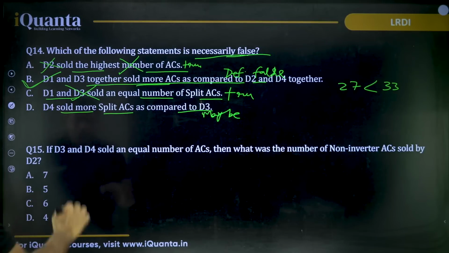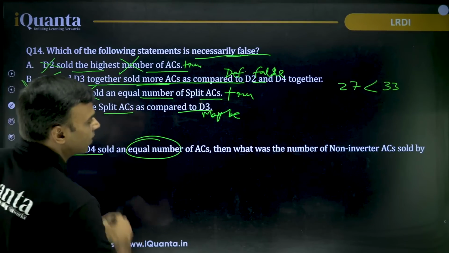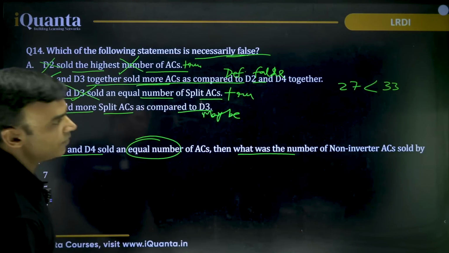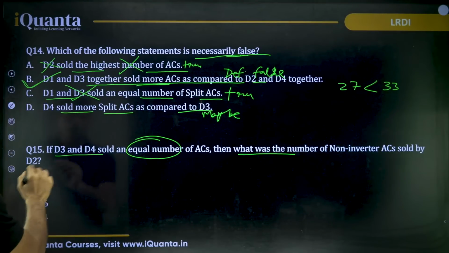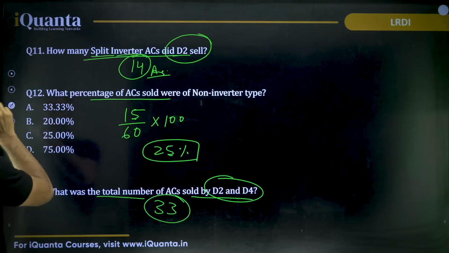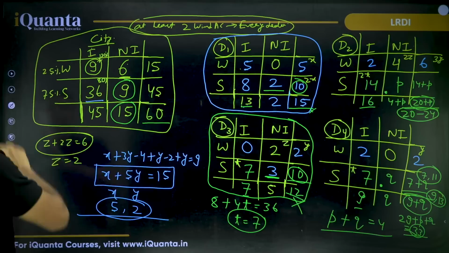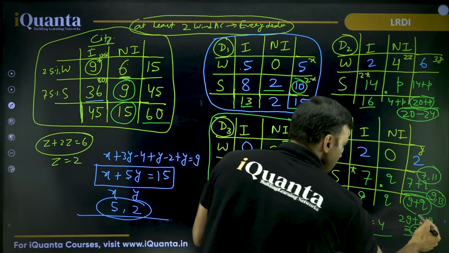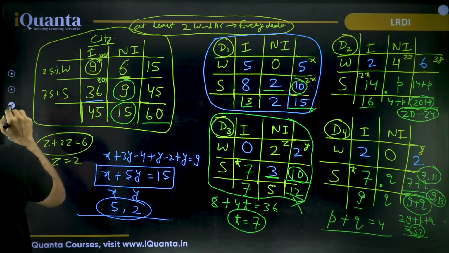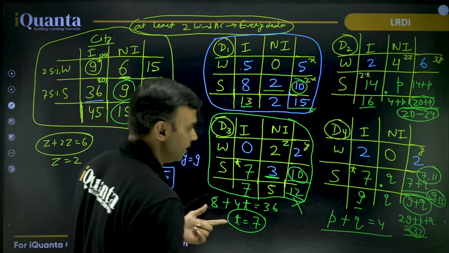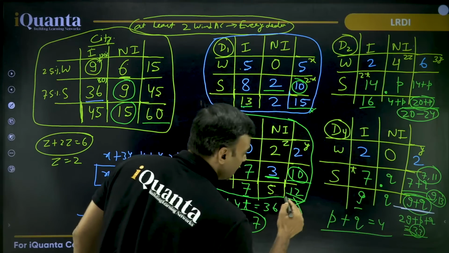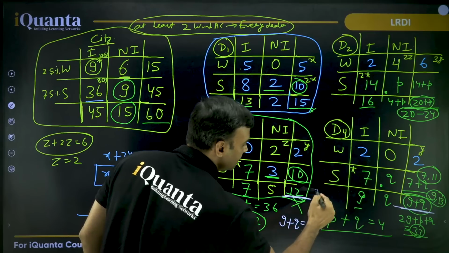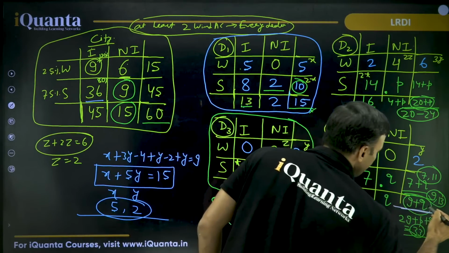Now the last one. If D3 and D4 sold an equal number of ACs, then what was the number of non-inverter ACs sold by D2? D3 and D4 equal ACs. Go back. D3 is fixed, 12. D4 is 9 plus Q. So if I want them to sell an equal number of ACs, then 9 plus Q should become equal to 12. That means Q is equal to 3. If Q is equal to 3, this will also be 12.